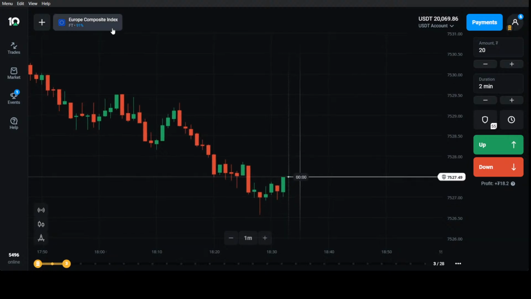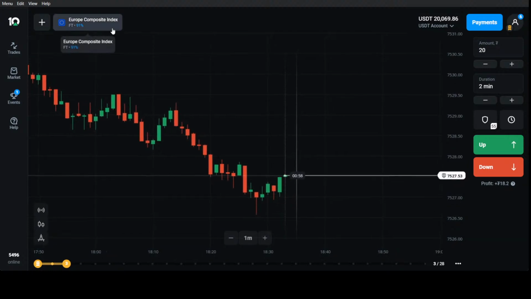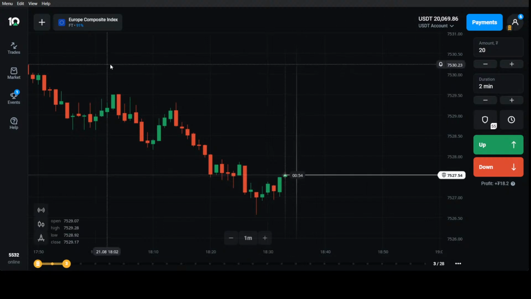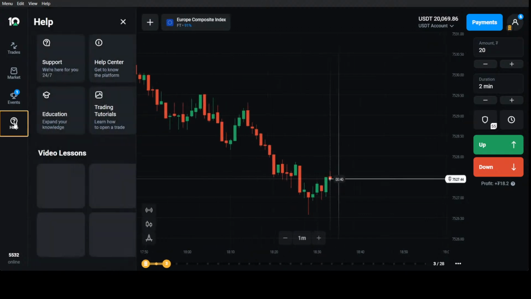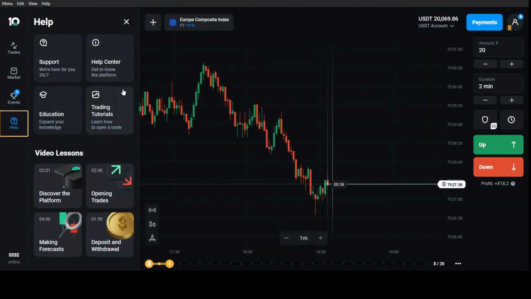So you see the web version of the platform, and on the left hand side you see the trades, the markets, the events, and the help section. From the help section you can just contact the support team or you can learn the basics, like how to start trading, how to make a deposit, and all of that.